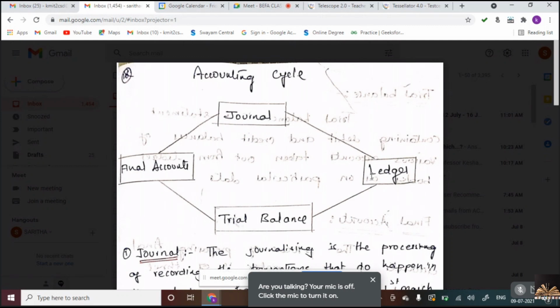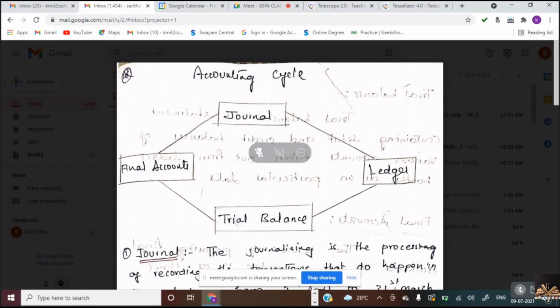Is it clear? This is known as preparation of ledger accounts. After ledger accounts, the closing balances you get are taken into the trial balance: the closing balance of cash, of machinery, furniture, salary, capital. All the closing balances we take in the trial balance. Based on this trial balance, the closing balances prepared in the ledger, we prepare the final accounts. This is the final story. Is that clear? Preparation of final accounts is the final story in accounts.